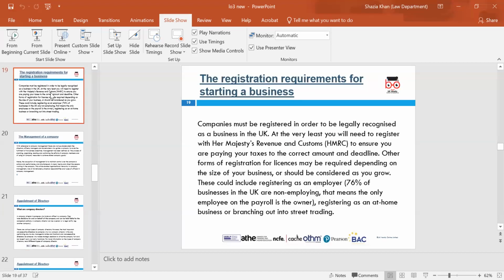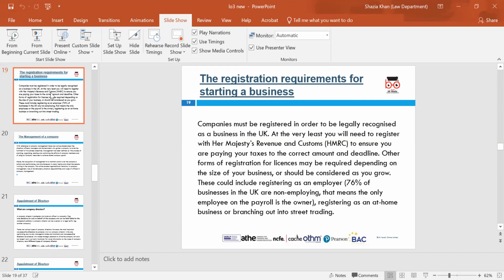The registration requirements for starting a business. Companies must be registered in order to be legally recognised as a business in the UK. At the very least, you will need to register with Her Majesty's Revenue and Customs, which is HMRC, to ensure you are paying your taxes to the correct amount and deadline. Other forms of registration for licenses may be required depending on the size of your business or should be considered as you grow. These could include registering as an employer.